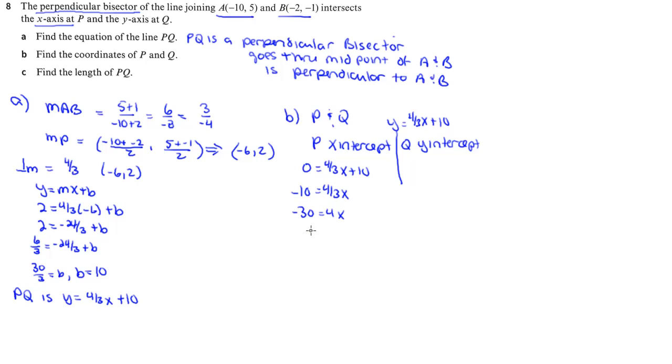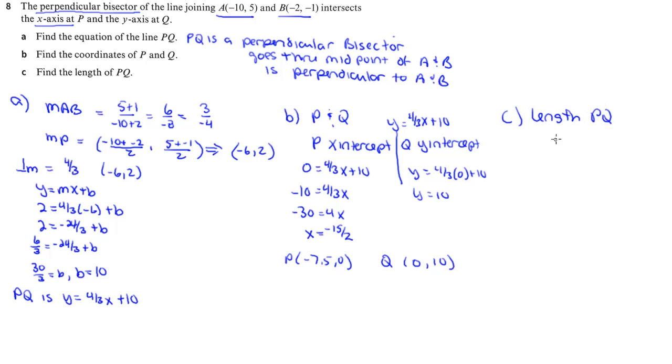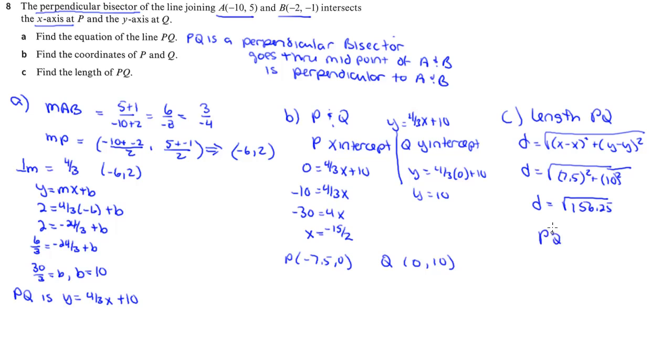We find that the x-intercept is at -7.5, that's (-7.5, 0). And the y-intercept is when x equals 0, and so we know that y is equal to 10. So now all we're going to do is find the length of PQ, which is just using the distance formula and plugging it in. When we do that, we get some zeros, so it actually ends up being easy: 7.5 squared plus 10 squared. We end up getting 156.25, and the square root of 156.25 is 12.5.